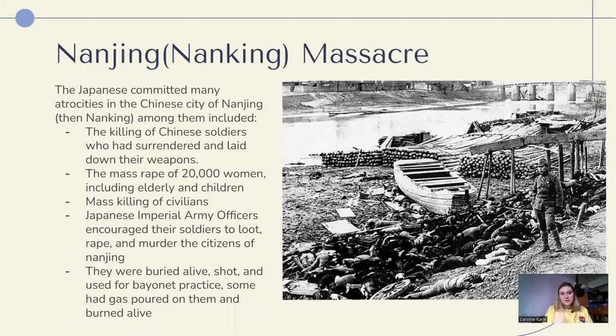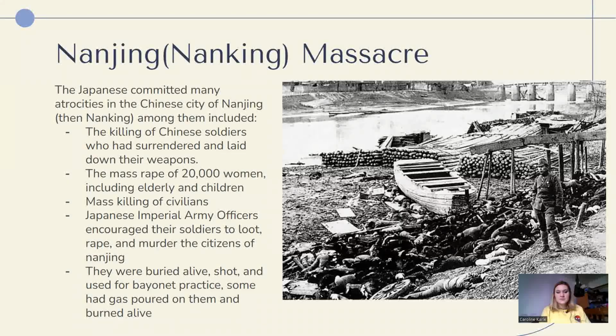The Japanese Imperial Army committed many atrocities in the Chinese city of Nanjing. Among them included the killing of Chinese soldiers who had surrendered and laid down their weapons, the mass rape of over 20,000 women, including elderly and children, and mass killing of civilians.